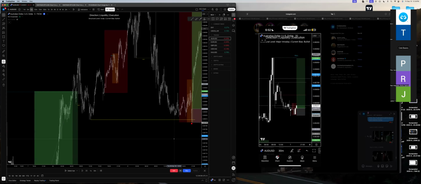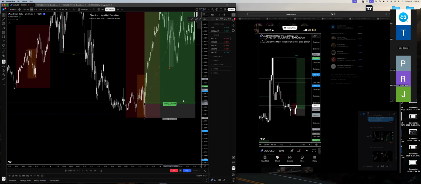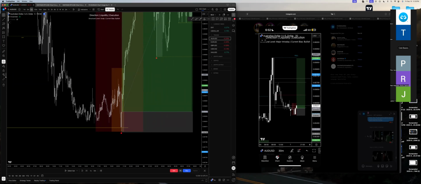Right, and this is actually protocol one. I would probably consider this a protocol one where we swept this low. I think this was a news event, I may be mistaken on, but I don't think so. But the reason why I had a lot of conviction here is solely because we had equal lows be ran, external low be ran.